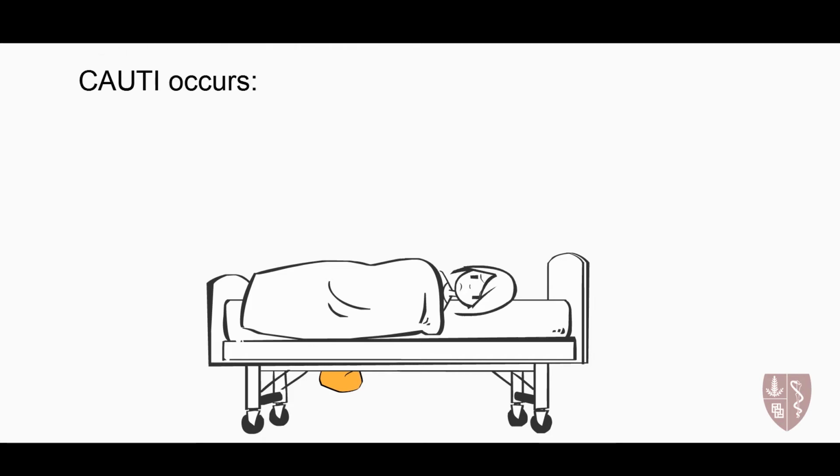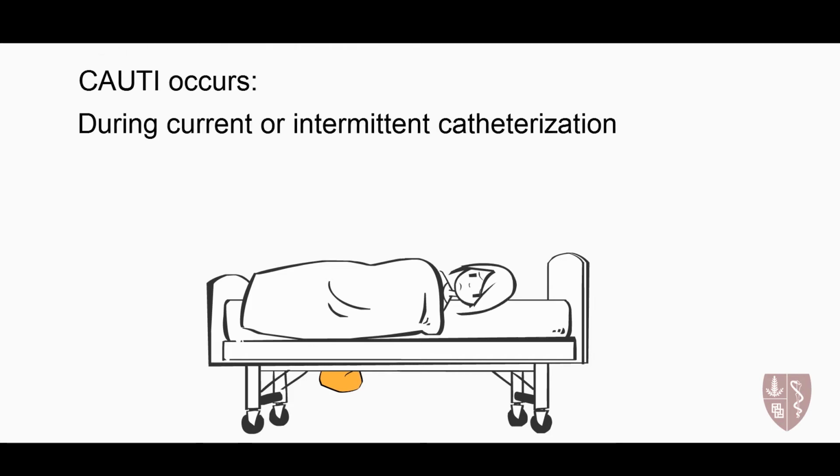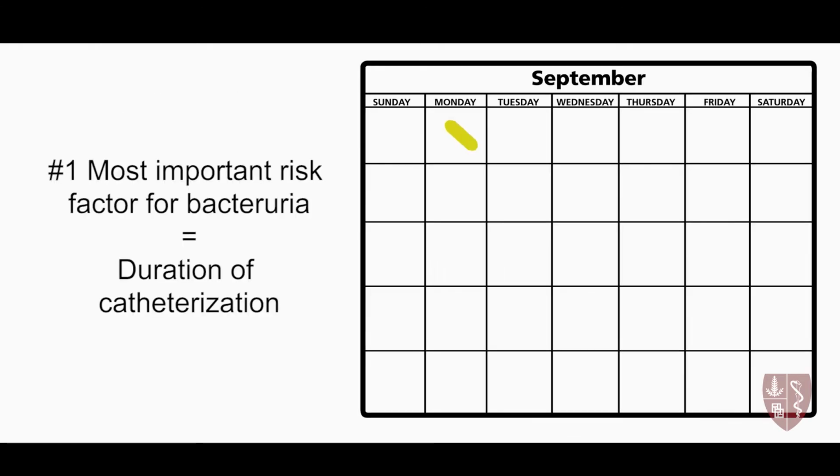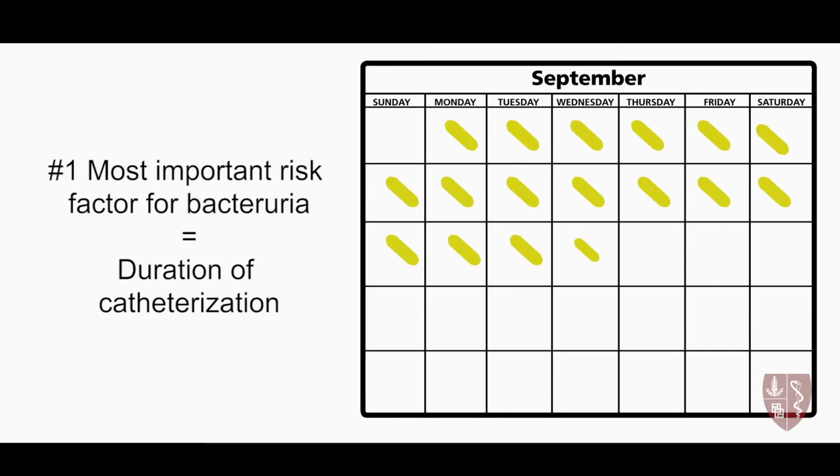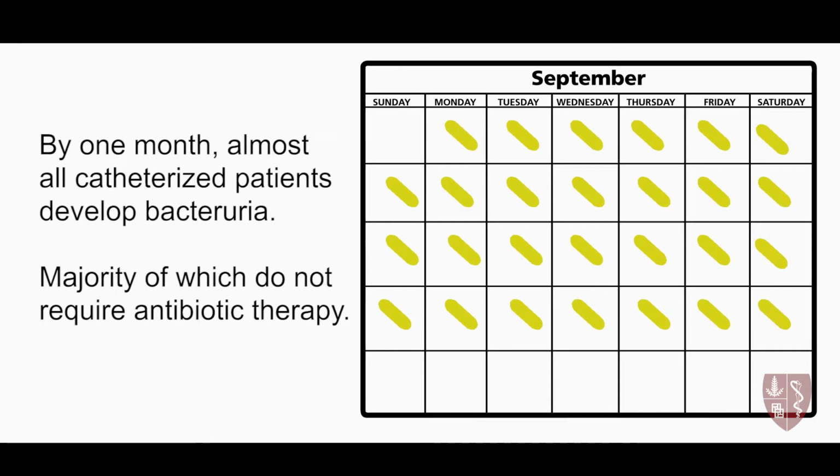CAUTIs occur in persons whose urinary tracts are currently or intermittently catheterized, or have been catheterized within the previous 48 hours. The duration of catheterization is the most important risk factor for developing catheter-associated bacteriuria. By 1 month of catheterization, almost all patients will have developed bacteriuria, the vast majority of which is asymptomatic and does not require antibiotic therapy.